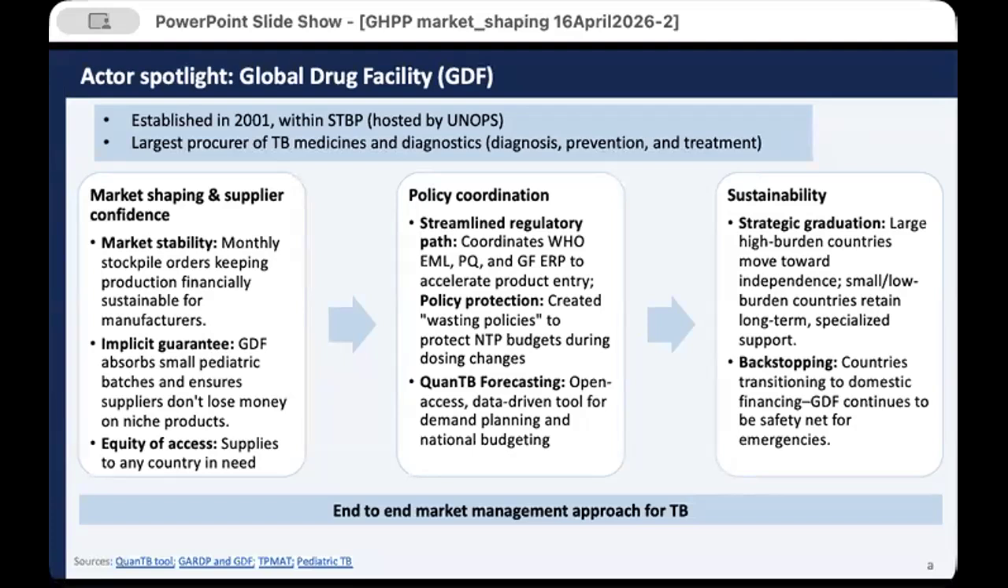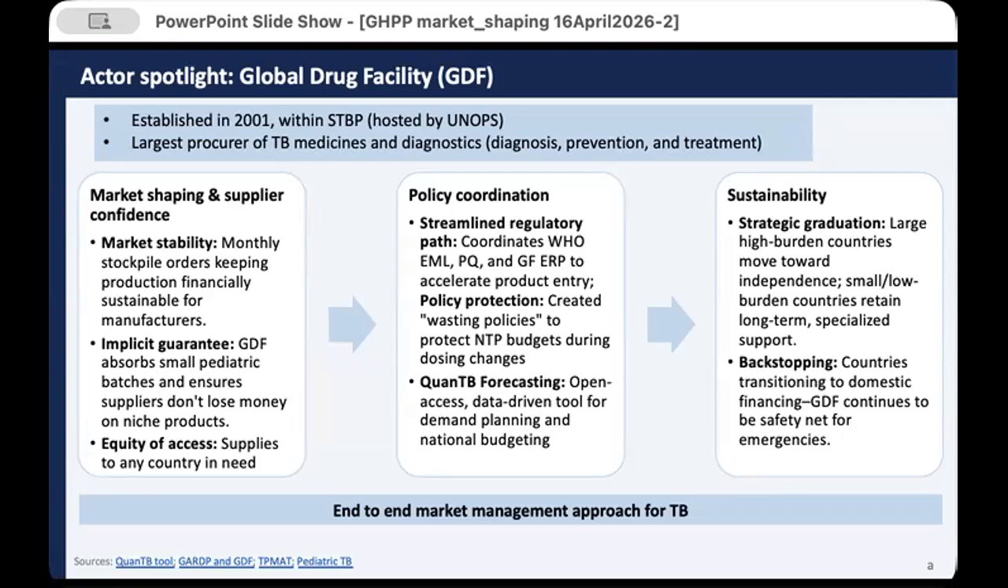Third is sustainability. GDF manages a deliberate graduation model where large countries, or countries with high burden of TB, are supported towards procurement independence, while small countries, or countries that have a lower burden of TB, are kept in its system and are retained for long-term specialized support. For countries transitioning to domestic financing, GDF continues to function as a safety net for emergencies, backstopping supply even when formal support winds down. So basically, what I'm trying to say here is that it isn't just a bulk purchasing mechanism.